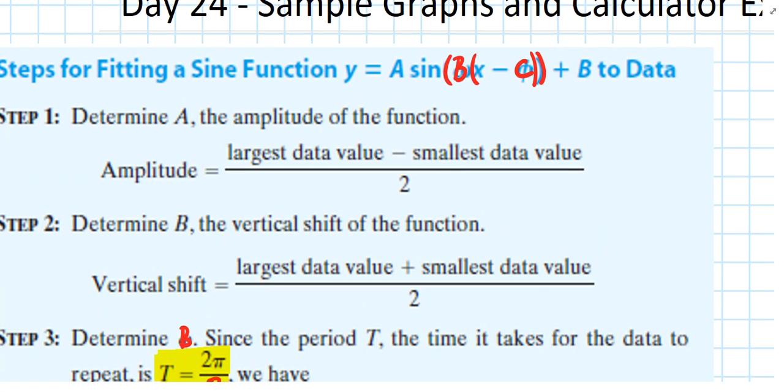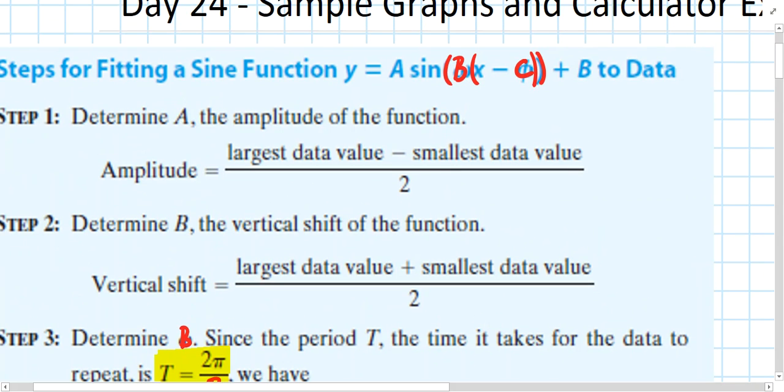One last thing before we get too far: I just recognized that they're using the capital letter B for their vertical shift. I want to switch that to D. And so we're going to determine D at this next point.